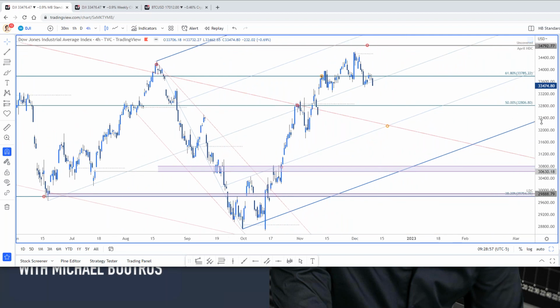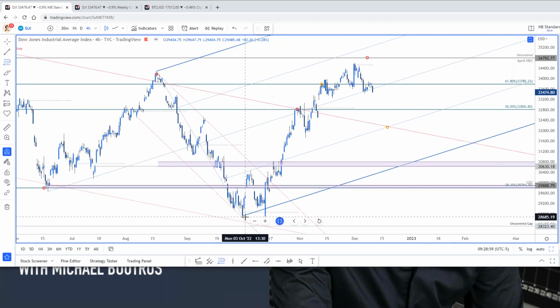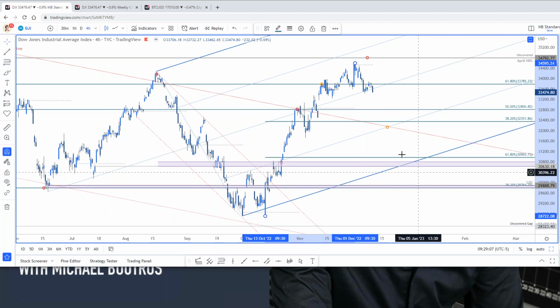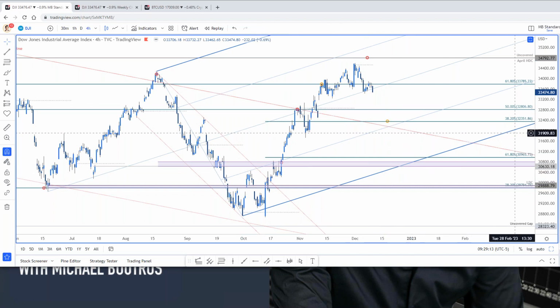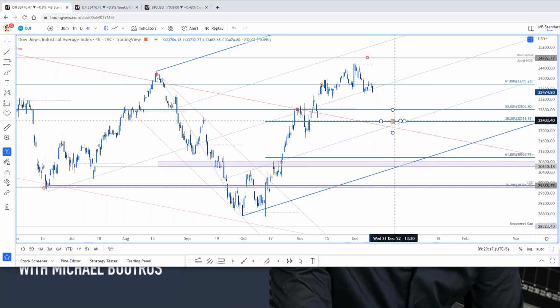One other thing I would consider here. That's the low. 38.2. So just ahead of that, 32,350. Depending on where you are in time, that might converge with a nice slope move too.